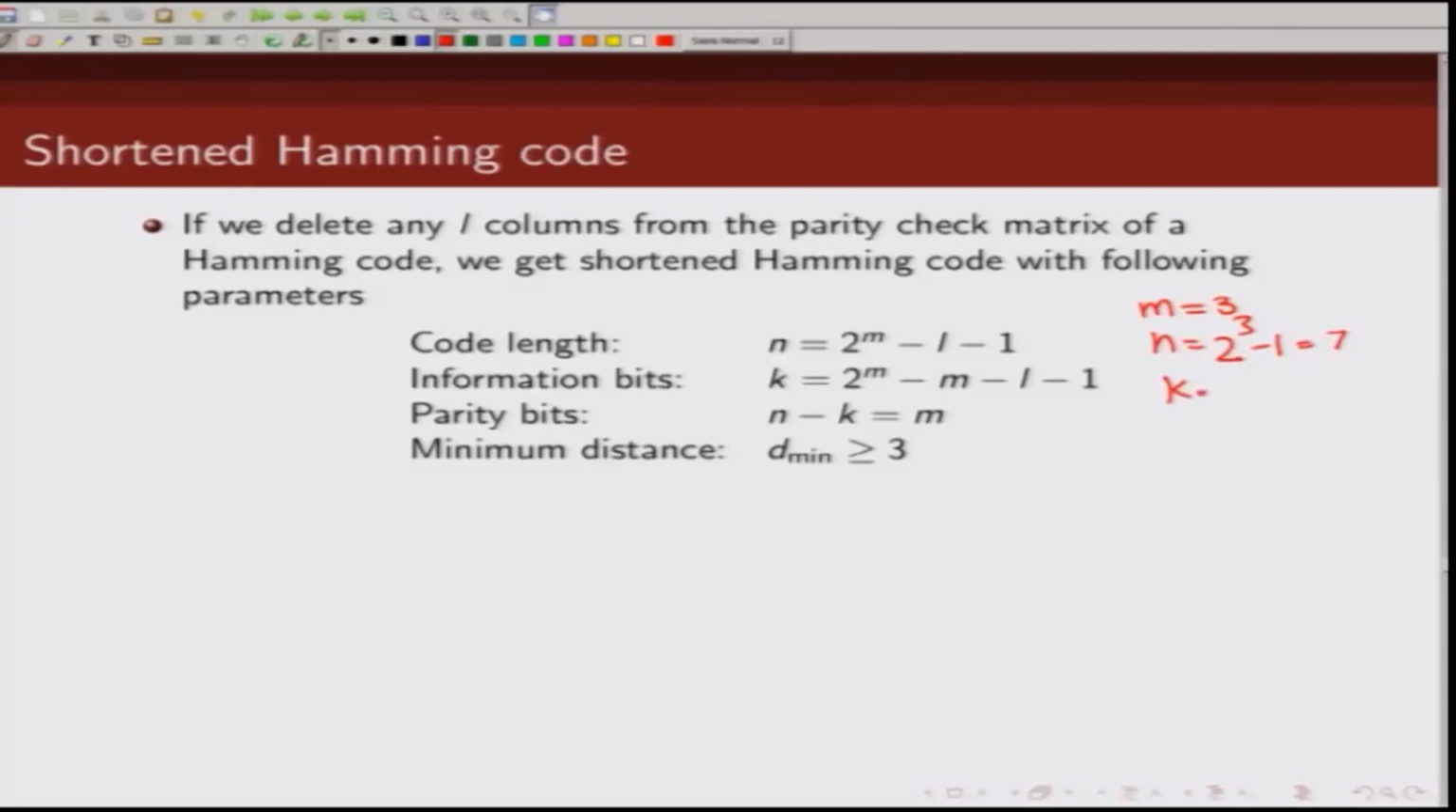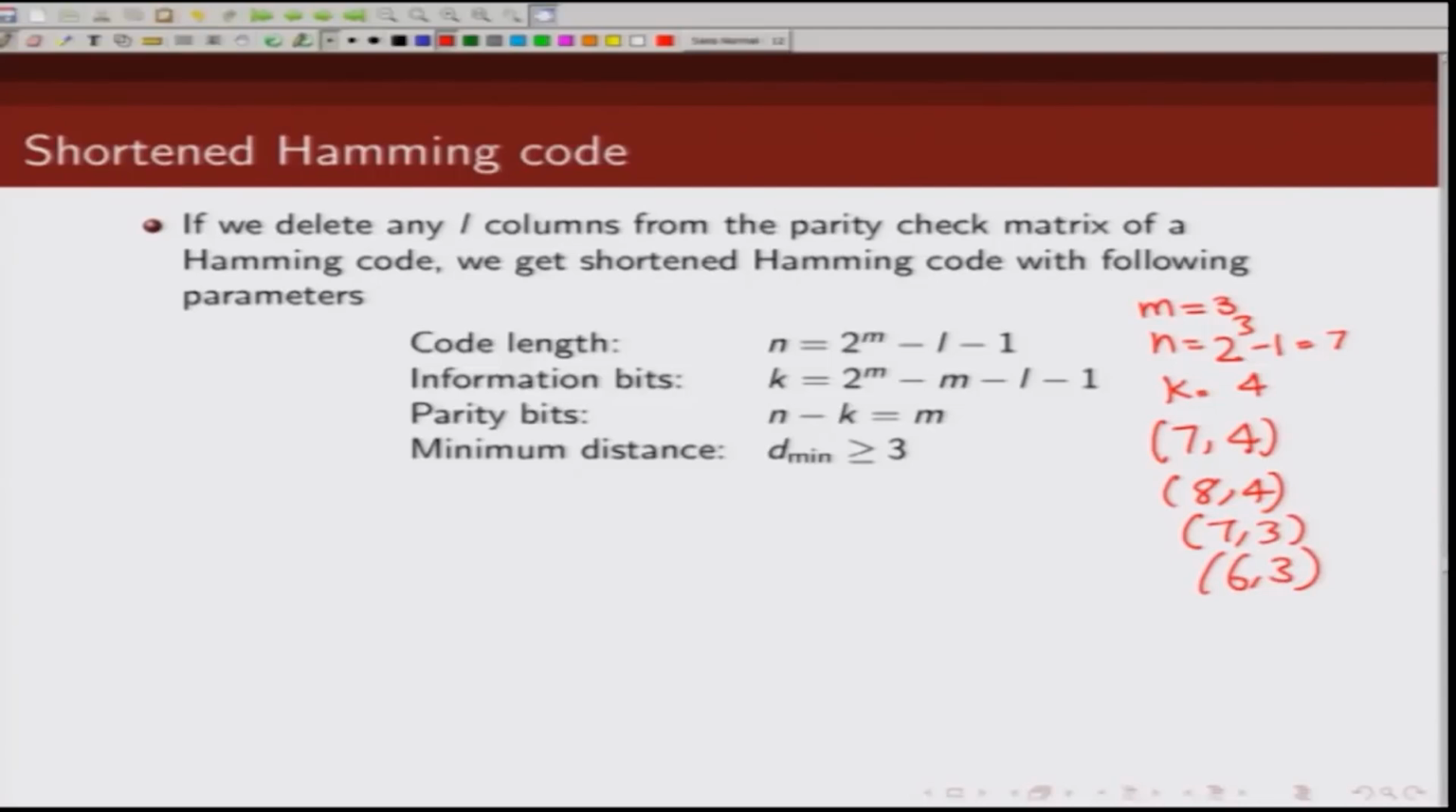So, K is 7 minus 3, that is 4. So, this becomes the 7-4 code, right. What if I am interested in designing, let us say, an 8-4 code, or let us say I am interested in 7-3 codes, 6-3 codes.